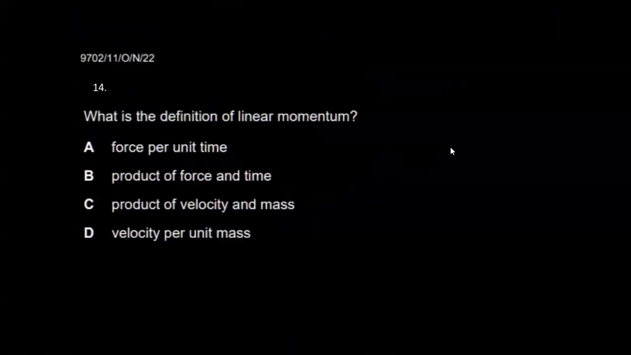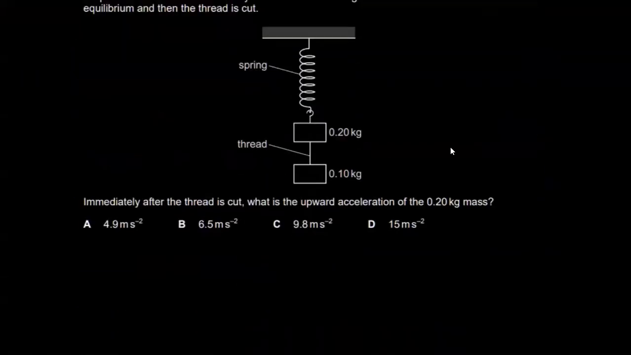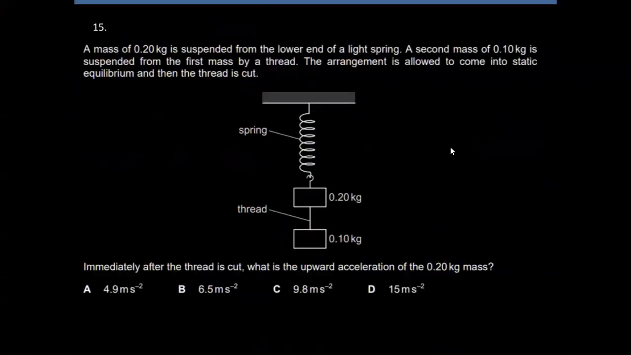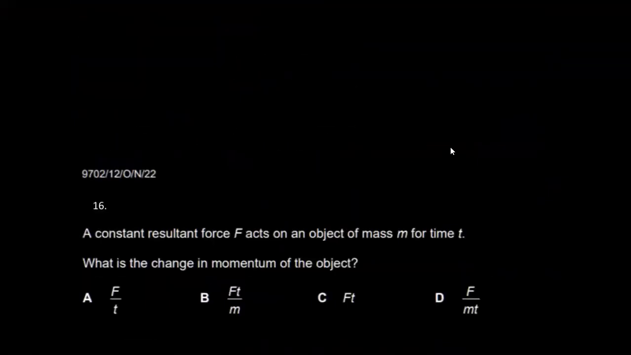What is the definition of linear momentum? It is the product of velocity and mass. Sometimes, guys, you also get very easy questions like this. So we have not done this. This is the next chapter.